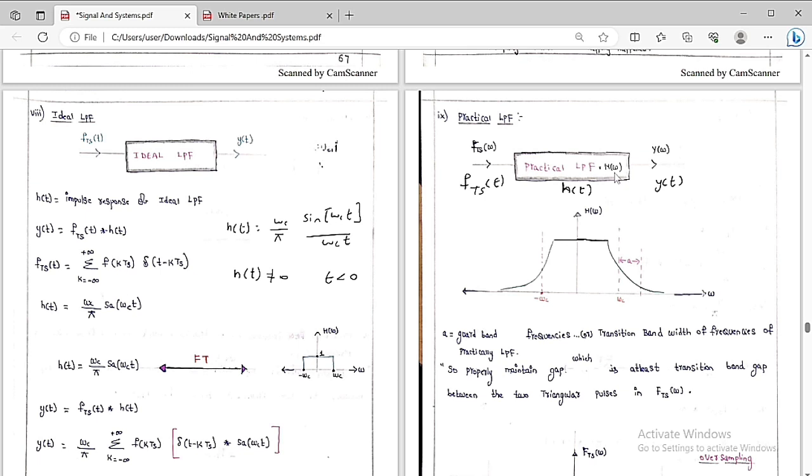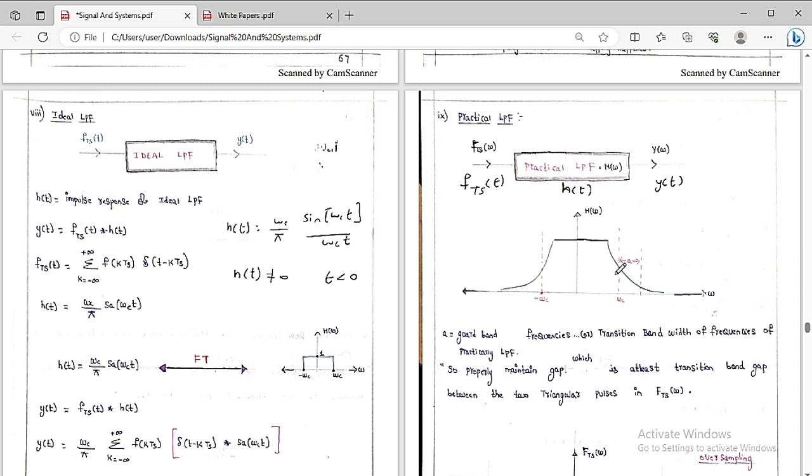So this is the h of omega, the practical low pass filter. Like this you are going to get. So this is the figure we are going to get practically. This is the ideal figure, but this is a practical low pass filter figure. So this is a frequency response of the practical low pass filter. This is a cutoff frequency, and this is also a cutoff frequency. This is omega c, and this is minus omega c.